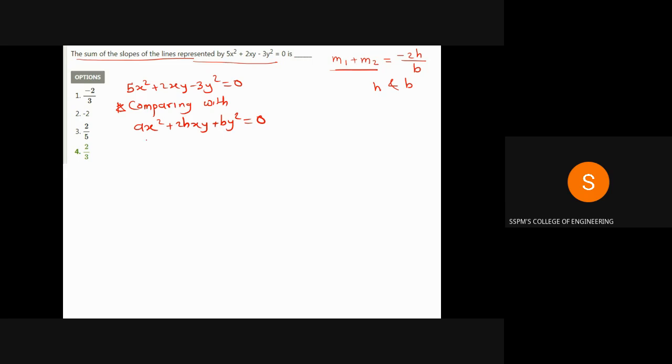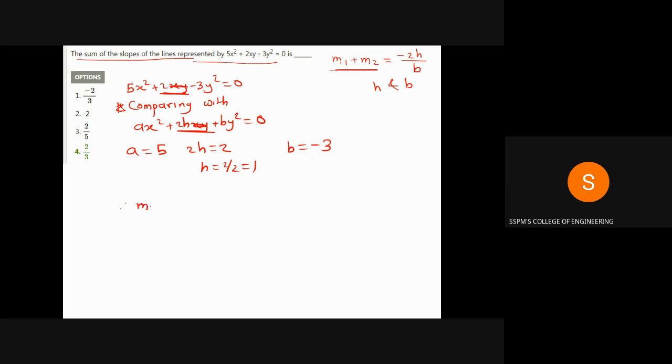So if we compare this, we will get a is equal to 5. 2h is equal to what? Here it is 2hxy, and there it is xy. So if we remove xy and xy, 2h is equal to 2, that is h is equal to 2 by 2, which is equal to 1. And b is equal to minus 3.